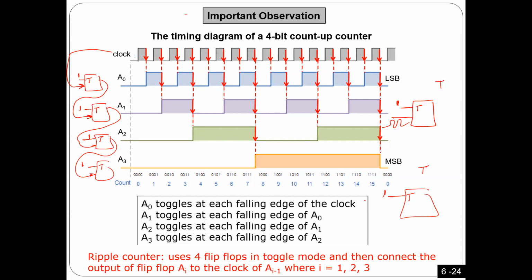Can anybody tell me, if I want to use a JK flip-flop, what should I do? Connect J and K together to 1, right? Yes. This is how I can make it toggle. Connect J to K, connect them to 1, toggling. What about a D flip-flop? How do I make a D flip-flop toggle every clock?